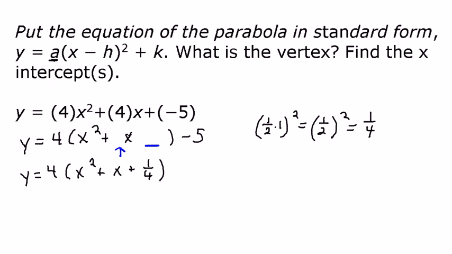Now I'm just working on the right side of the equation, so I'm not going to do anything on the left. I'm not going to add a 4th on the left. Instead, I'm going to undo what I just did. So let's see, if I were to multiply this out right now, multiply the 4 through, I would end up with 4x squared plus 4x plus a 1 minus 5.